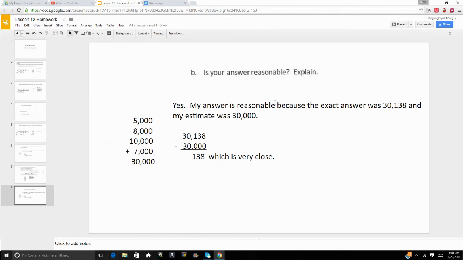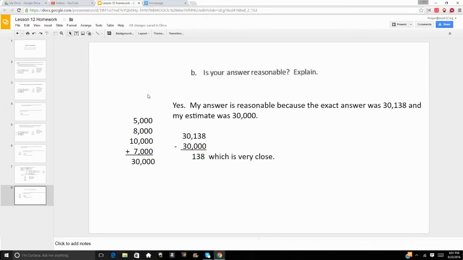So yes, my answer is reasonable because the exact answer was 30,138, and the estimate was 30,000. And the difference is only 138, and that's wicked close. So that's very close. So think about all that you're doing. You are adding multi-digit numbers, and a lot of them, 4. You are rounding. You are adding your rounded numbers, and then you're subtracting to see if your answer is reasonable. So you are using so many strategies, so many models, so many skills, so impressive.